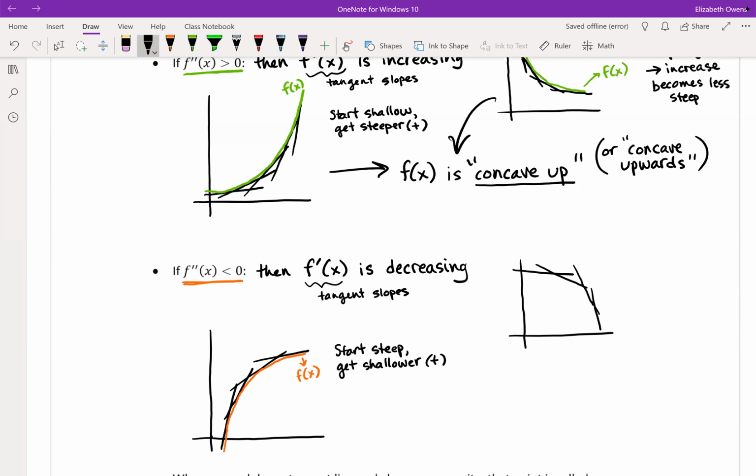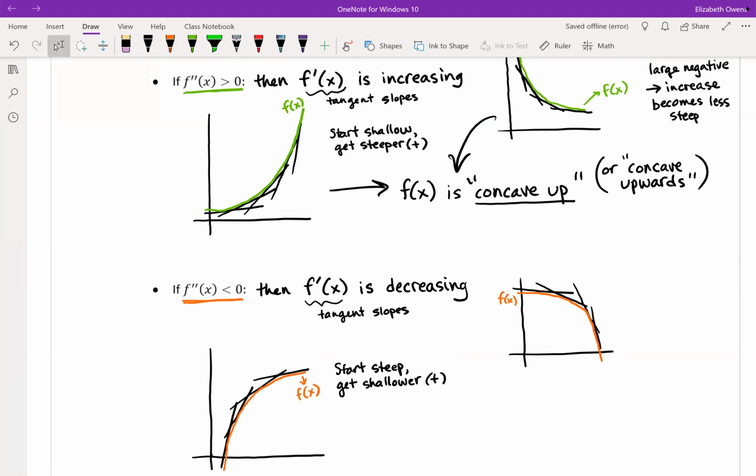So let's sketch in a curve that could fit with those negative slopes. It might look something like this. Let's come in nice and tangent. Okay, there we go. So your f of x might look something like this. If you start with a small negative, then that is going to become more negative, or more steep in that negative slope direction. So that's what's happening if f prime of x is decreasing and you're looking at negative slopes.